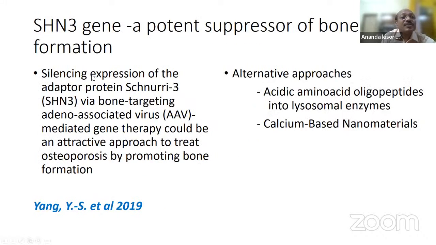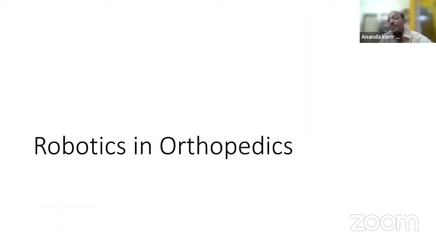Not only that, SHN3 has been identified, which is a potent suppressor of bone formation. So we can directly target that SHN gene with the help of gene therapy, which can silence that specific gene responsible for the suppression of bone formation. There are other alternative approaches, like acidic amino acid oligopeptides or calcium-based nanomaterials, which can be introduced inside the cells for the production and stimulation of the osteoblasts.